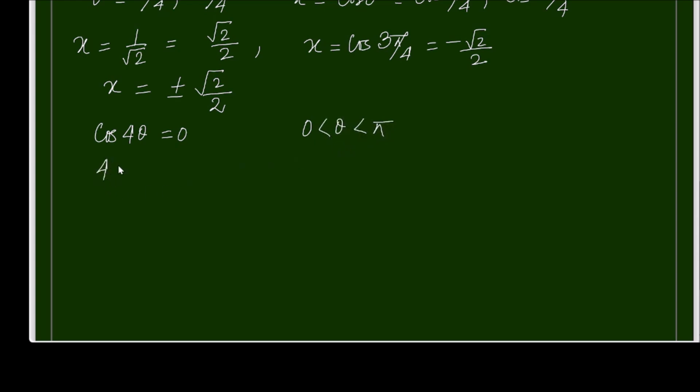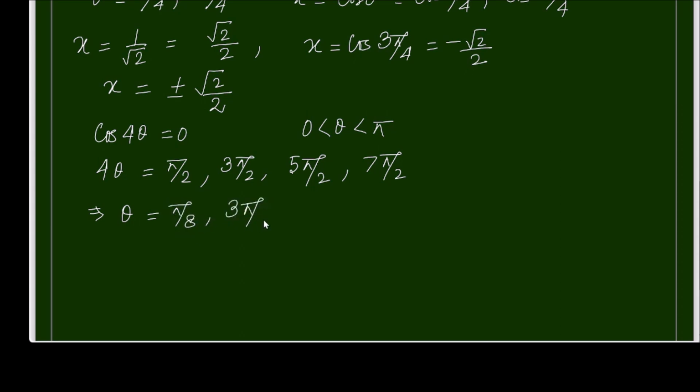So 4 theta is equal to, it can be pi by 2, it can be 3 pi by 2, it can be 5 pi by 2, it can be 7 pi by 2. So theta can be pi by 8, 3 pi by 8, 5 pi by 8, and 7 pi by 8.